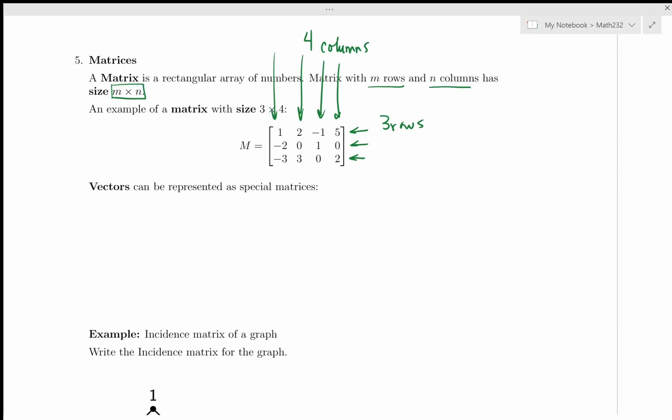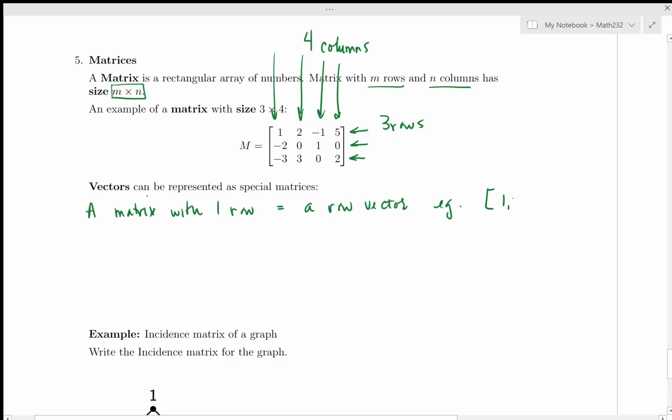Okay, we can think of a vector as a special type of matrix. So a matrix with one row equals a row vector. How about that? So for example, here is a row vector. It's a 1 by, in this case, a 1 by 4 matrix.